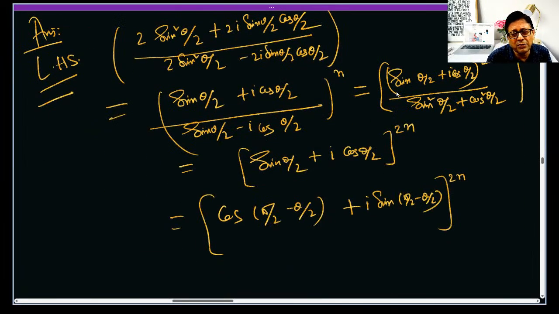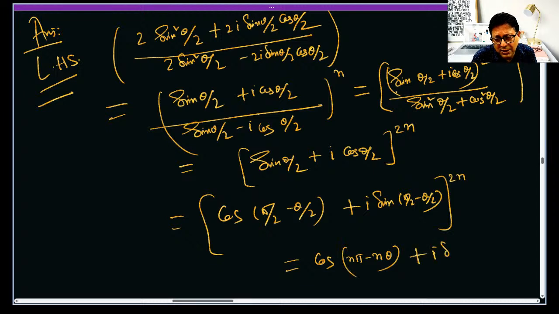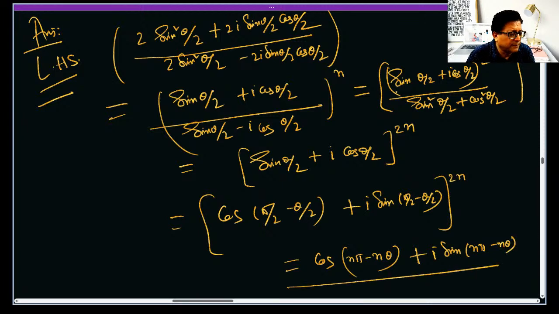So this will now apply to n, because it is cos a plus I sin a. So use de Moivre's theorem. With 2n you multiply, plus, isn't it?